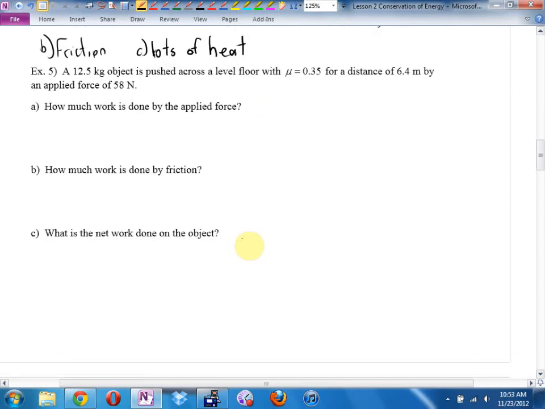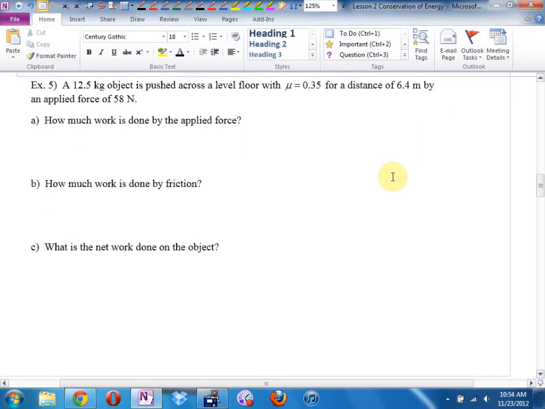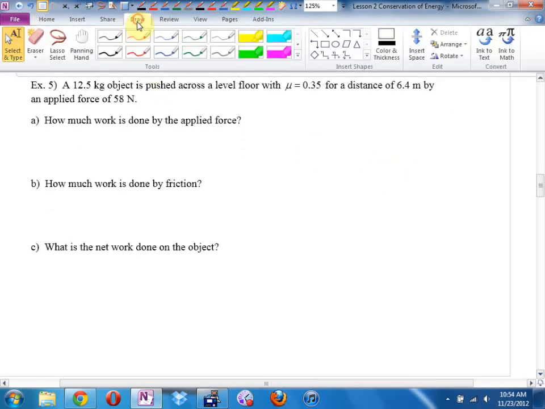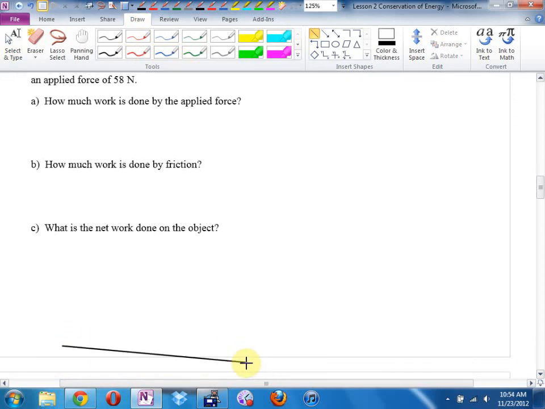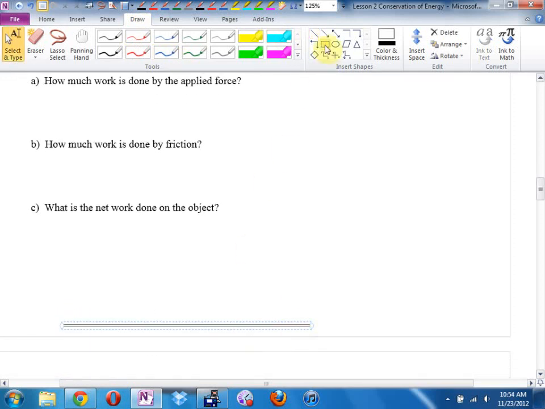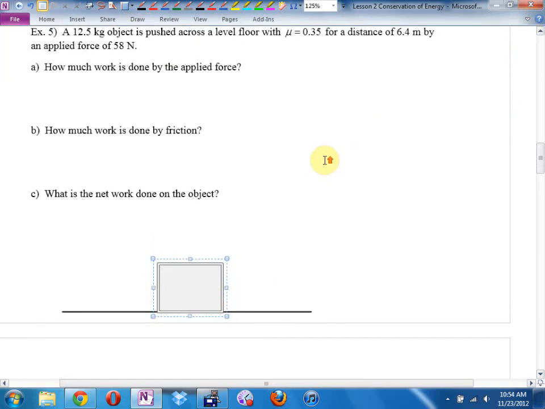Example 5. A 12.5 kilogram object is pushed across a level floor with mu 0.35 for a distance of 6.4 meters by an applied force of 58 newtons. You know what? Let's draw it. I've got room at the bottom of the page here. There's the floor. There's the object. Nice, Mr. Duke. It almost looks professional.